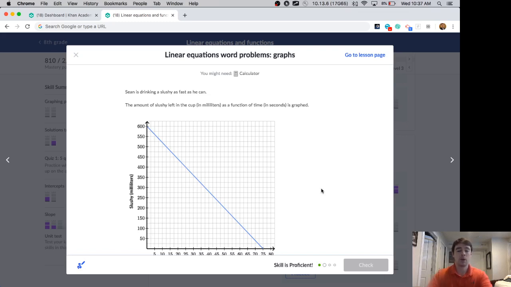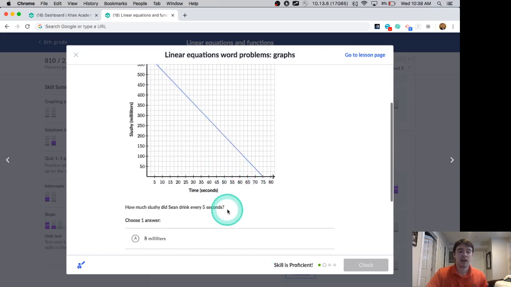For our next problem, we're told that Sean is drinking a slushie as quickly as he can. And we're told the amount of slushie left in the cup in millimeters as a function of time in seconds is graphed. A complicated or messy sentence where they're really just saying, hey, this graph is comparing on the y-axis how much slushie is left in Sean's cup and how much time it takes, and you see Sean is drinking his slushie and he's trying to drink it as quickly as he can, so it's going down pretty quickly.